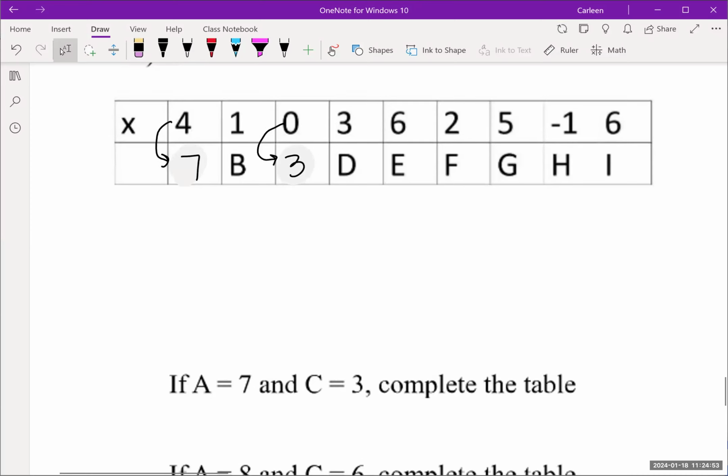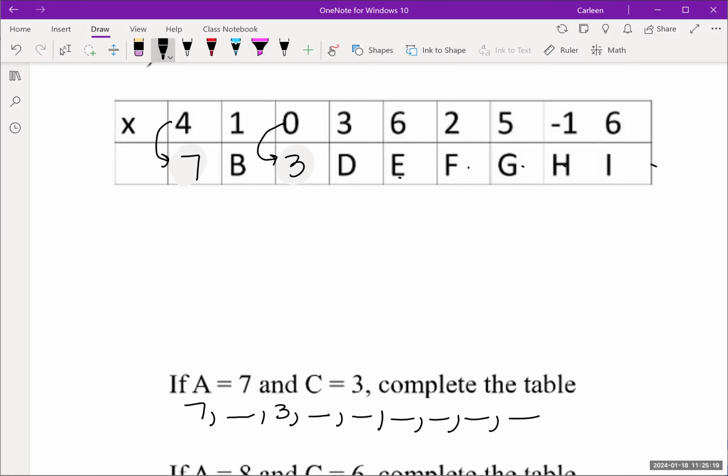Yeah, so we have 7 and 3. 1, 2, 3, 4, 5, 6. Okay, sorry, I was lazy. I should have made 2 tables. Okay, what is the pattern? Anyone notice? 4 becomes 7 and 0 becomes 3.